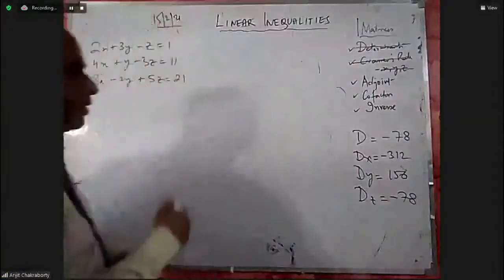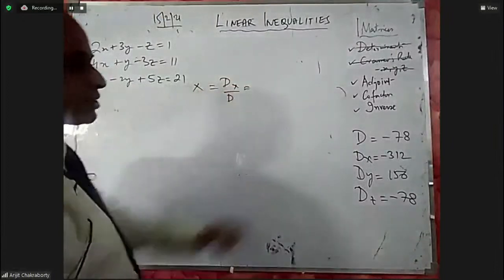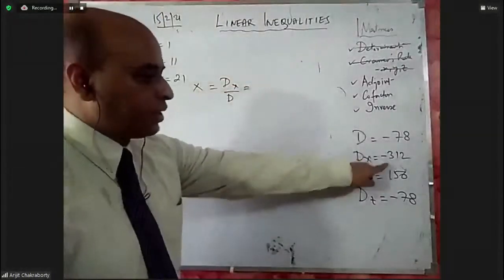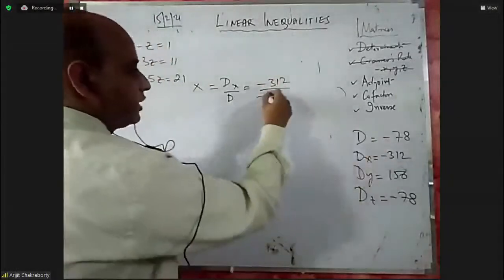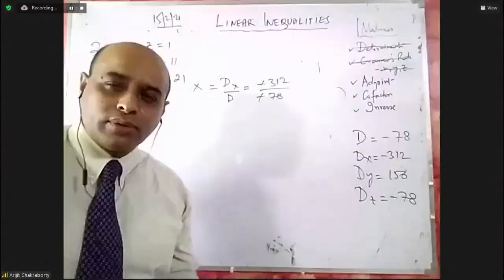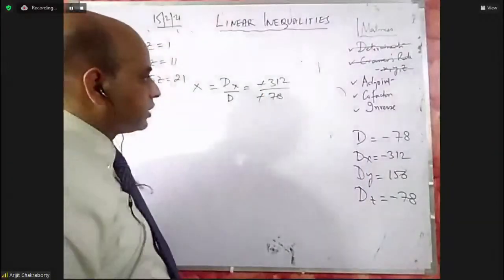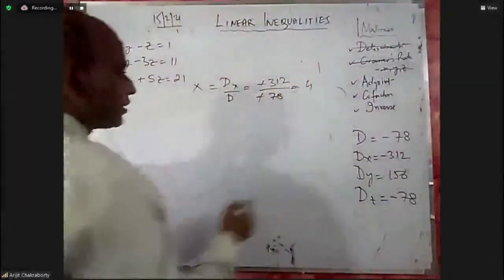Okay, so x is equal to dx by d, that is minus 312 by d, which is minus 78. Minus minus cancels. 78, how many times will it go into 312? I think it will go 4 times, right? So that is 4. Great.